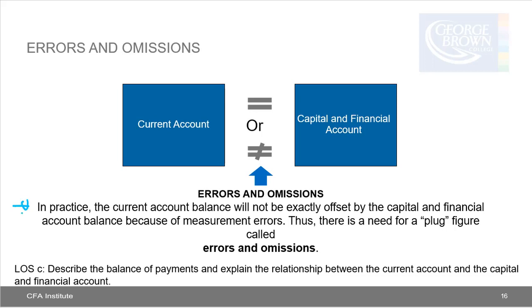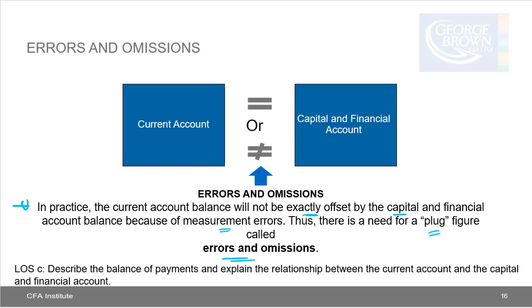In practice, the current account balance will not be exactly offset by the capital and financial account balance because of measurement errors. Thus, there's the need for a plug figure, and it's called errors and omissions. All the items reported in the balance of payments must be measured independently by using different sources of data. So, for example, data are collected from customs authorities on exports and imports, from surveys of tourist numbers and expenditures, and from financial institutions on capital inflows and outflows. Some of the inputs are based on sampling techniques, so the resulting figures are estimates.